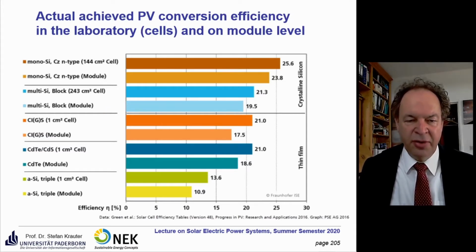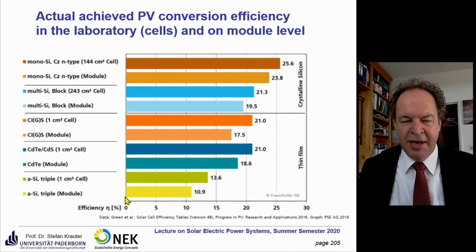Here the other thin film technologies, CIGS, is also quite acceptable, and here also cadmium telluride can already reach quite high efficiency. This has been different formerly, when the efficiency was very low. Only amorphous silicon is still quite low and is not applied anymore.